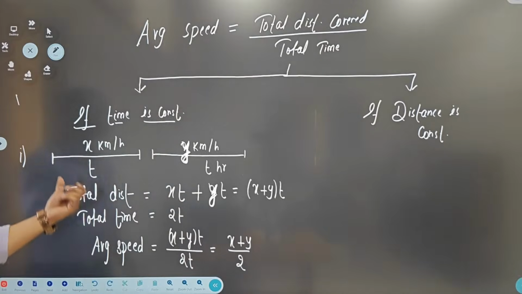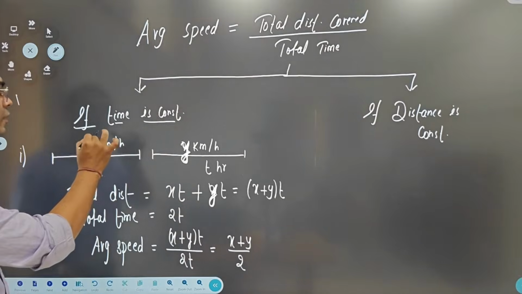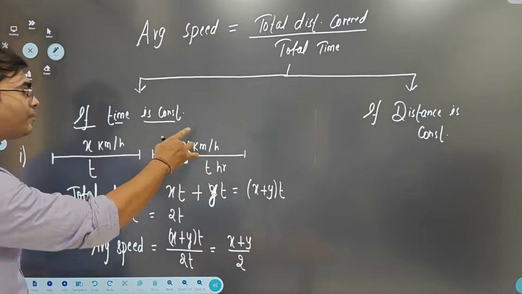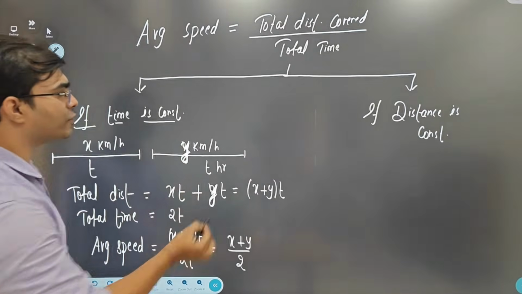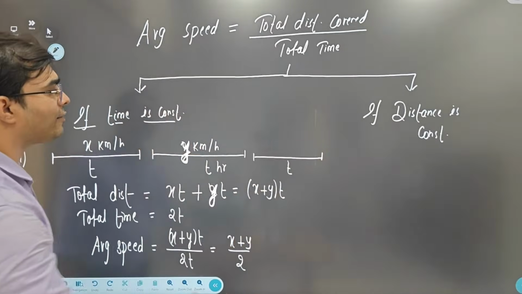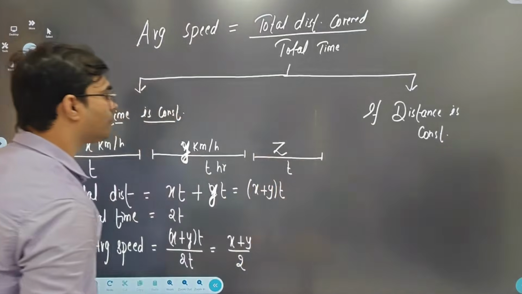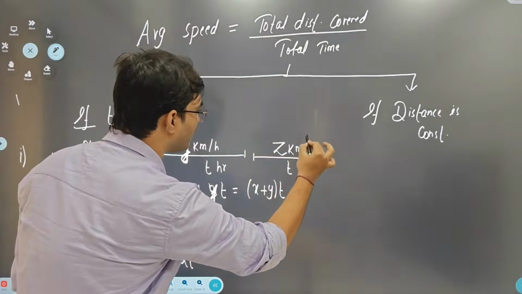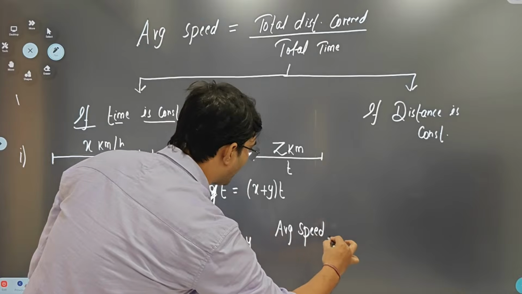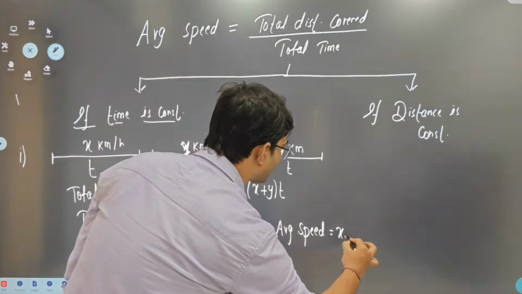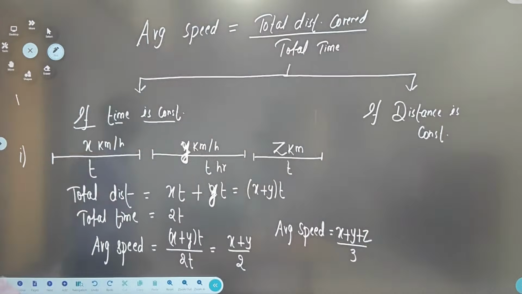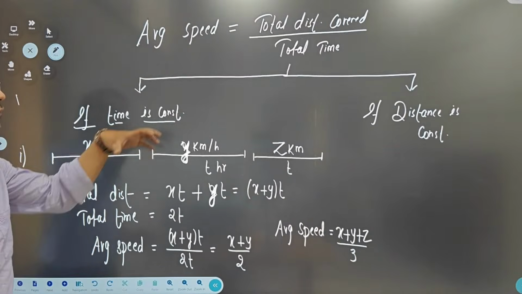So can I say that when the time is constant, the average speed will be equal to the average of both the speeds, that is x plus y divided by 2. Suppose one more duration of t more hours is given. In the duration of t hours more, if the speed is z kilometer per hour, then the average speed will be equal to the average of all the speeds, which is x plus y plus z divided by 3. Clear? So whenever time is constant, the average speed will be the average of all the speeds.